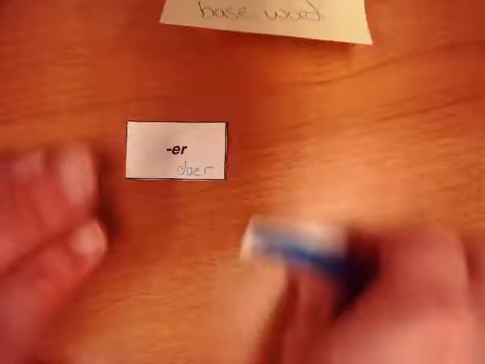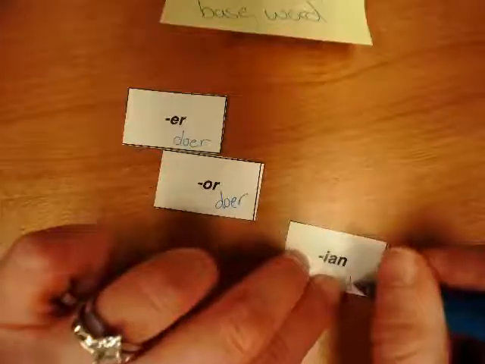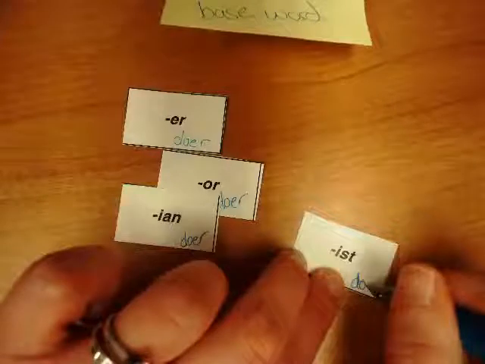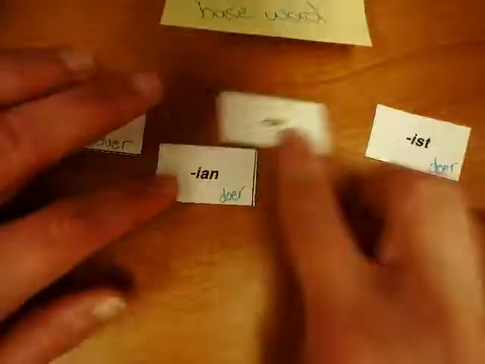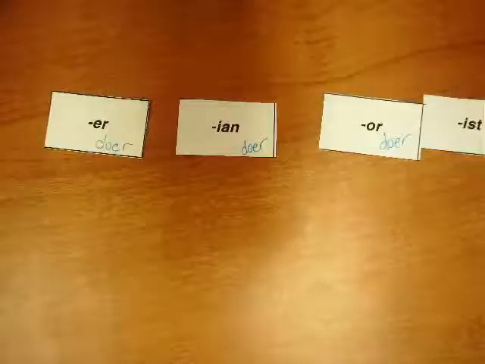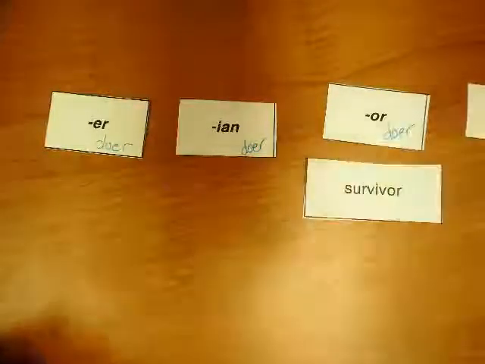Okay, so we're looking at -or, it's another doer suffix. -ian is a doer suffix related to that base word, and then -ist. So as you're sorting through your words, you'll probably easily be able to do that just taking a look at your suffixes. So let's just quickly sort our words just visually based off the ending. Then we can talk more specifically about some of them.